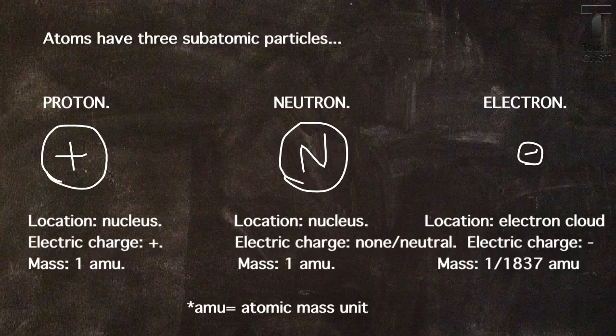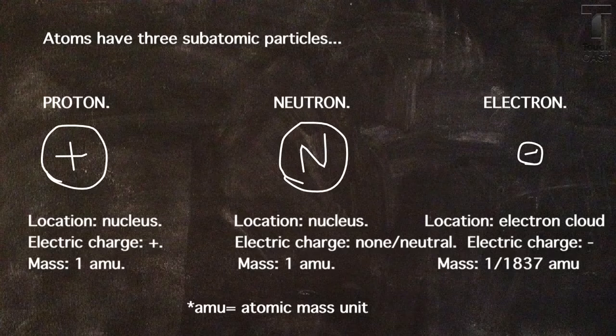Atoms have 3 subatomic particles. Sub means smaller or under. Atomic, so under atomic. They're going to be smaller than the whole atom. We have proton, neutron, and electron. Now a proton, you'll notice I have a circle with a plus sign. The plus sign means positive. So where's a proton located? An atom has a central location called a nucleus. The proton is found inside the nucleus. Its electric charge is positive. And the proton has a mass of about 1 AMU. And you'll see that AMU stands for atomic mass unit.